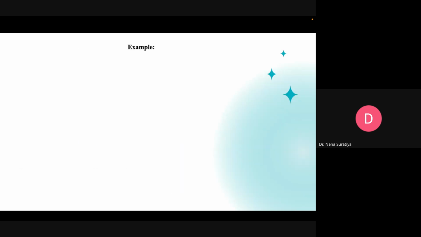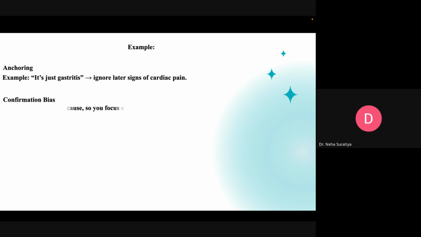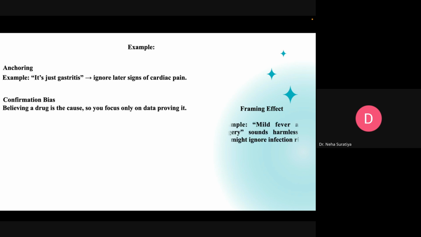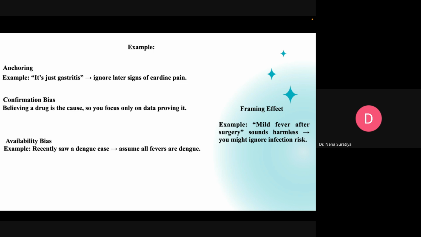So I have included one slide for you, whatever I have explained. See, anchoring type of bias, confirmation bias, right? Believing a drug is the only cause. Then we have framing type of effect. We have availability bias, right? And we have overconfidence bias. So this is only for your information. I have put a slide, okay, with the examples to understand. But don't worry, we will be understanding each of the biases in detail.